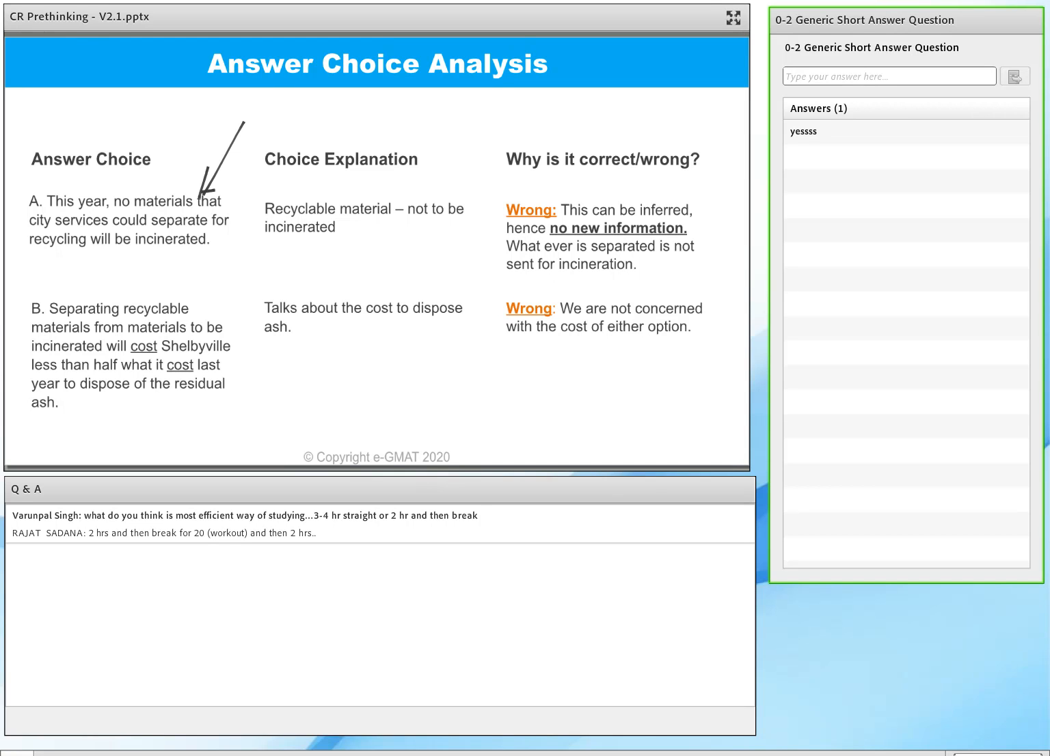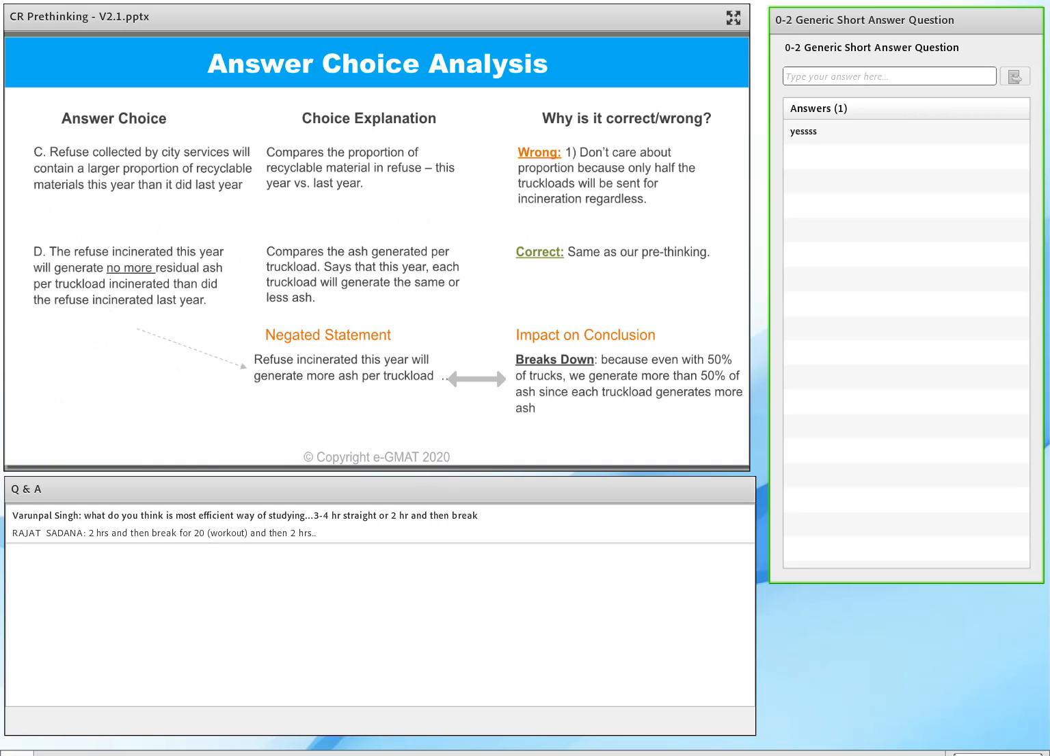Choice A says, no material that you separate for recycling will be incinerated. You can infer this from the argument. This is a classical case where, hey, this is a must be true, but the fact really is it doesn't provide any new information, and hence this is not an assumption. You can infer this from the argument overall. Choice B talks about cost. We don't really care about cost here. Our goal is to reduce the amount of refuse.